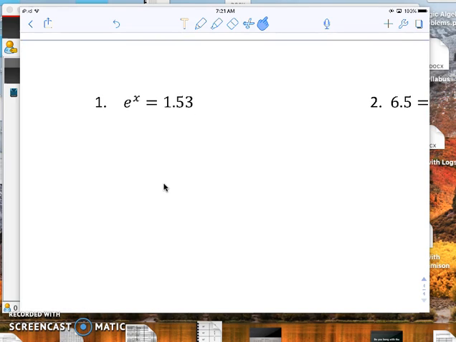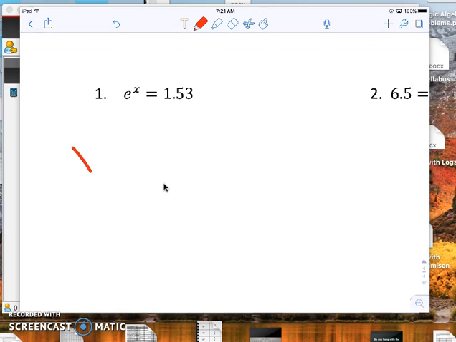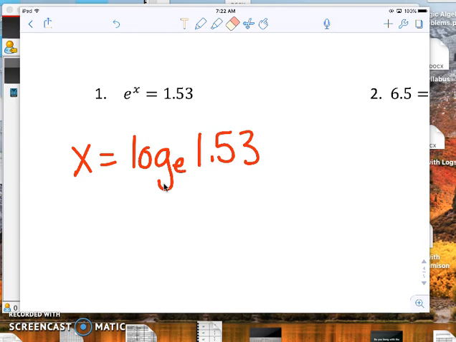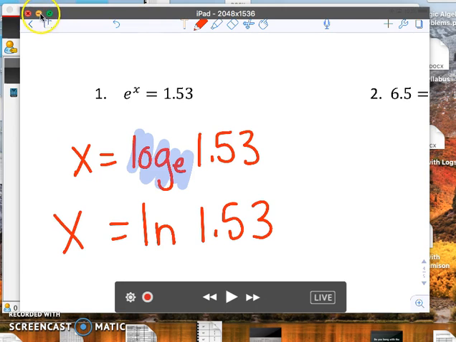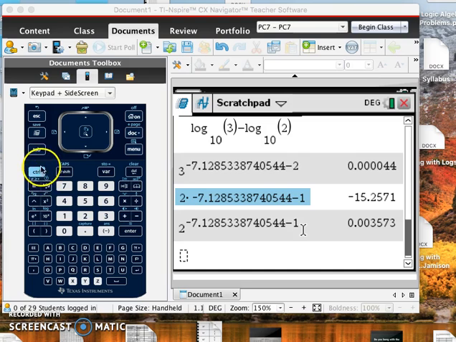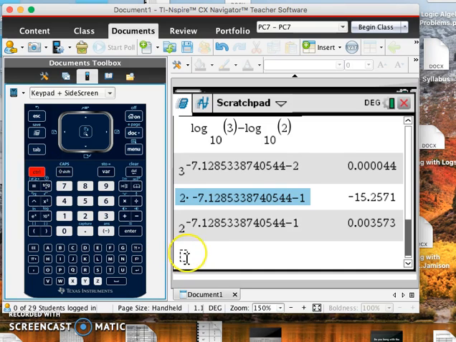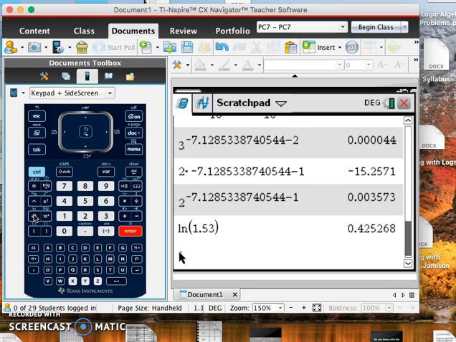So e to the x equals 1.53. If we solve for our exponent and turn this into a log, x equals log base e of 1.53. This part, log base e, is written as ln, so the natural log of 1.53. That key on your calculator is under the e to the x, so the natural log of 1.53 is 0.4252.